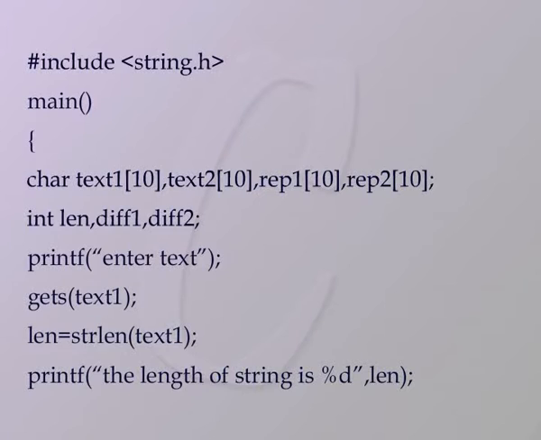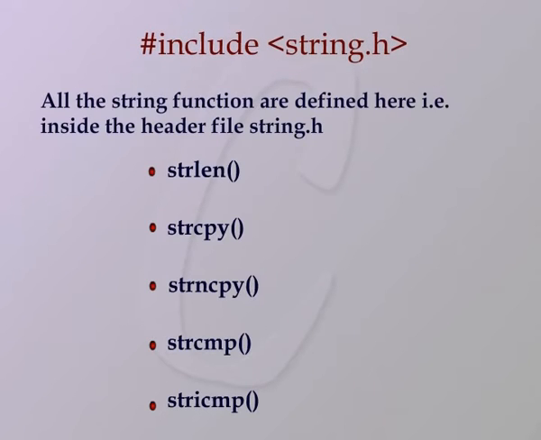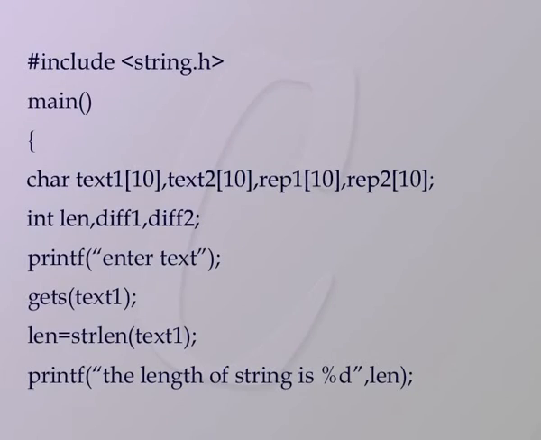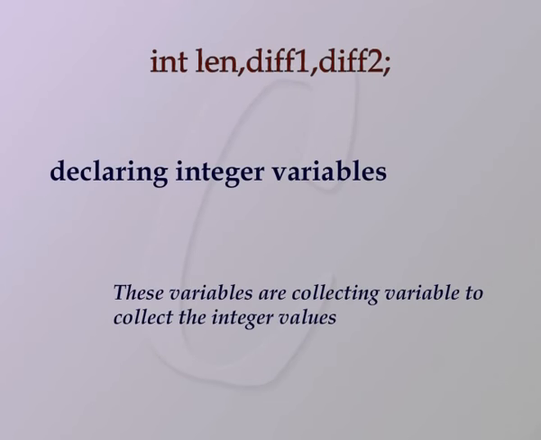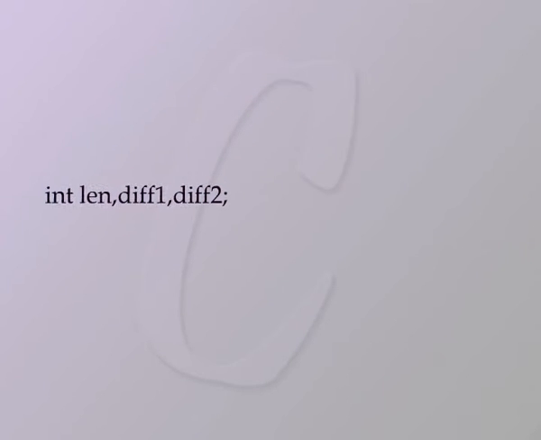Now we will see how this is used in a program. So remember to introduce the string.h header file, because all the string functions are defined only there. So now we are going to do around 5 manipulations in strings. That's why I have declared 4 strings, text1, text2, rep1 and rep2. And we have to collect integer values, that's why I have given integer variables over here. Integer len, diff1, diff2, that is to collect the integer values.